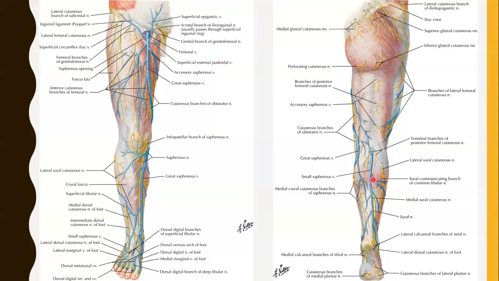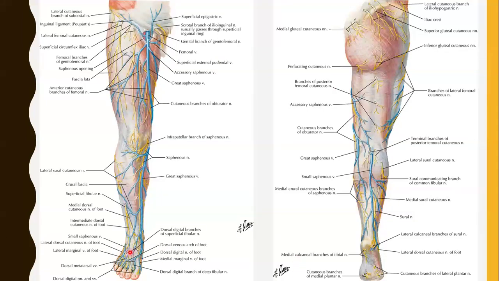How about the small saphenous vein? The small saphenous vein begins on the lateral aspect of the foot. It also begins by the union of the lateral aspect of the dorsal venous arc with the lateral marginal vein. The lateral marginal vein is the vein that drains the lateral margin of the small toe. The two meet to form the small saphenous vein.